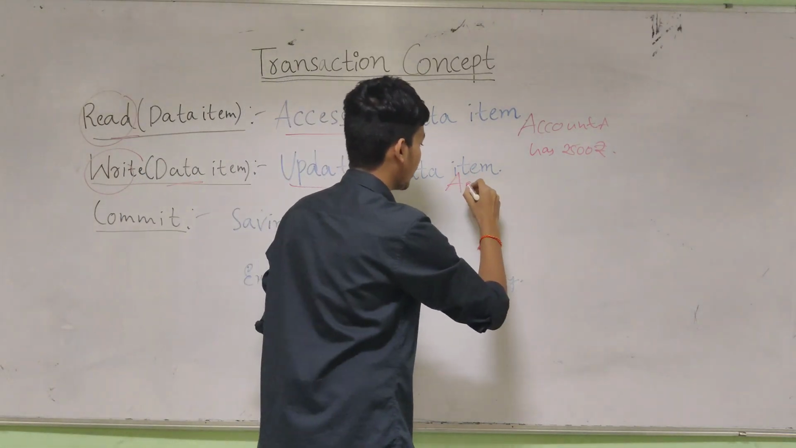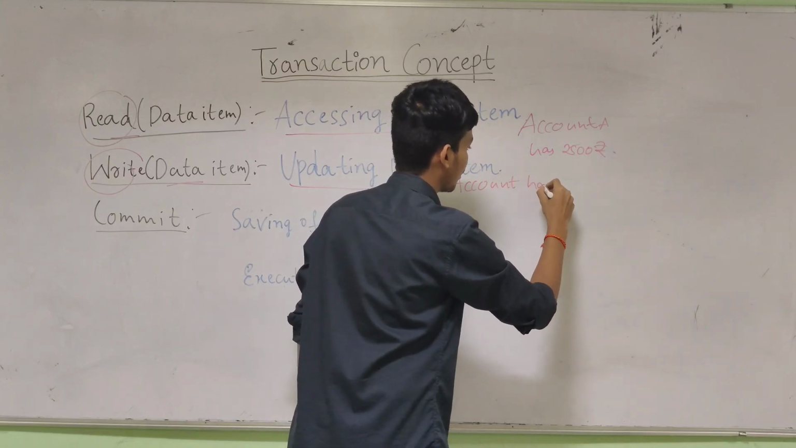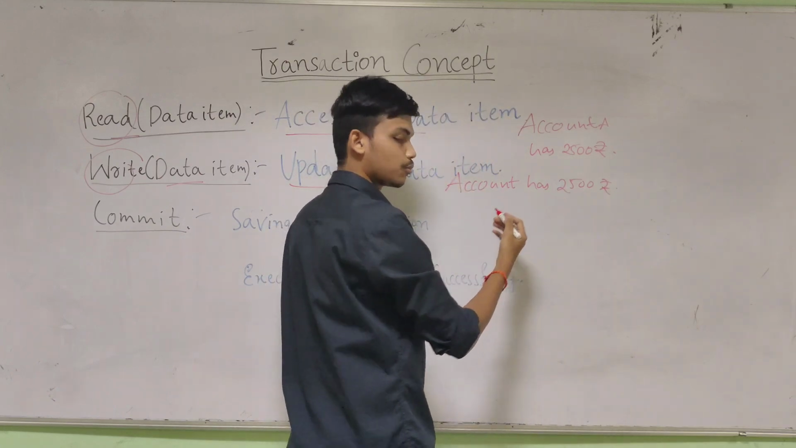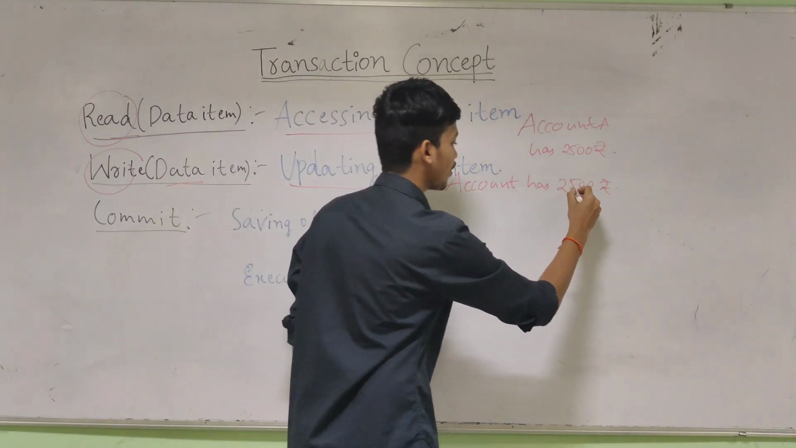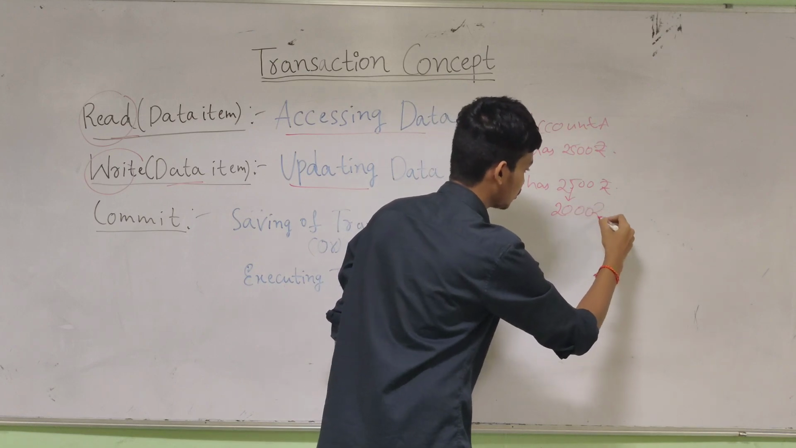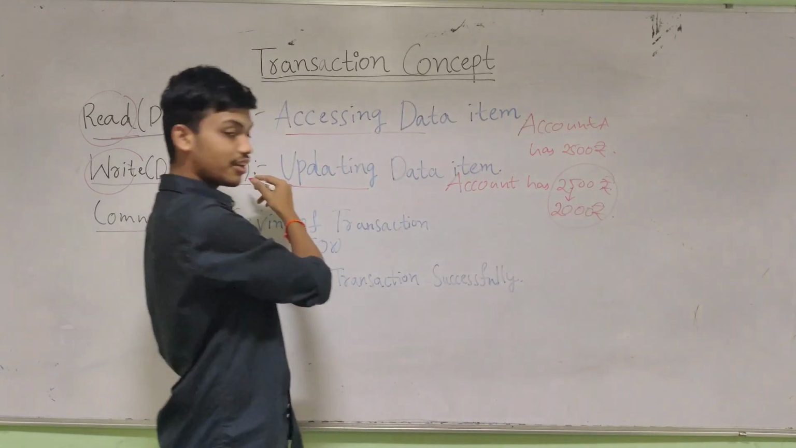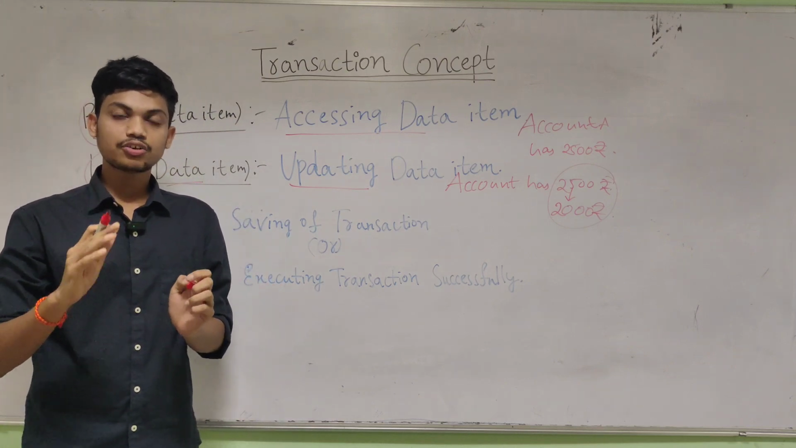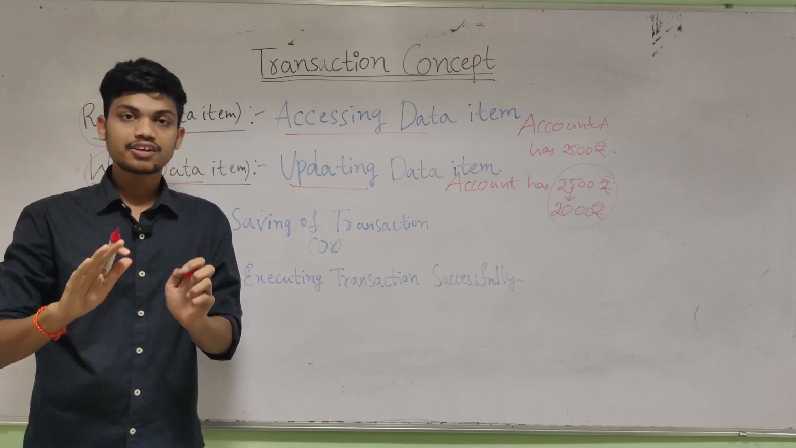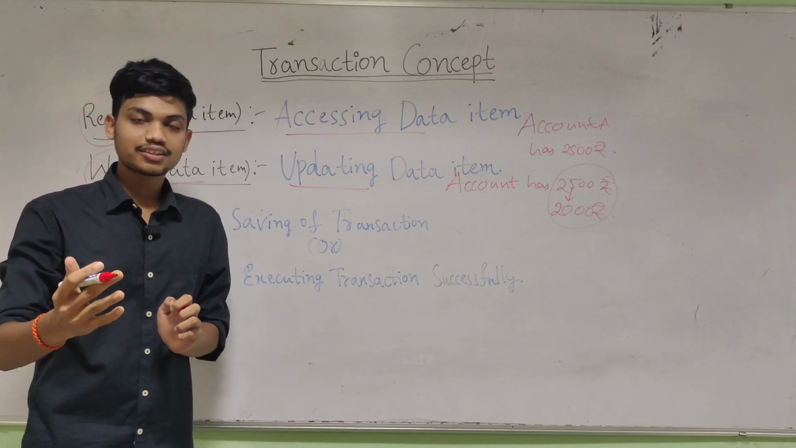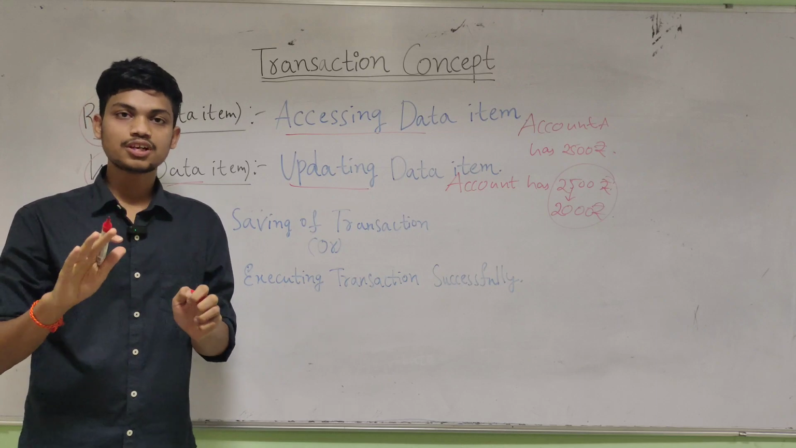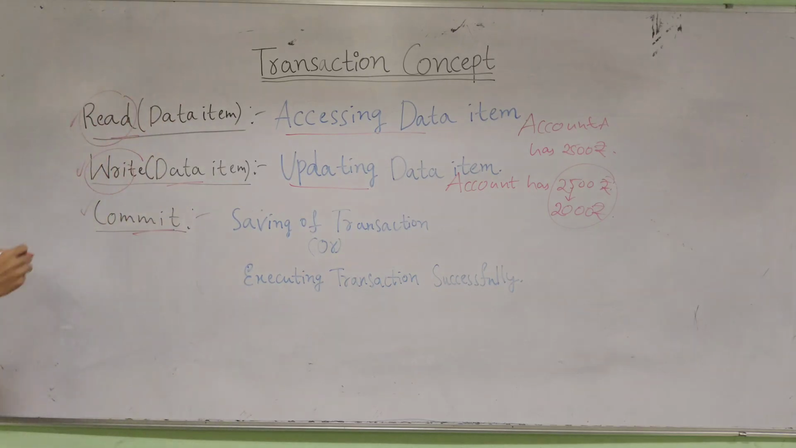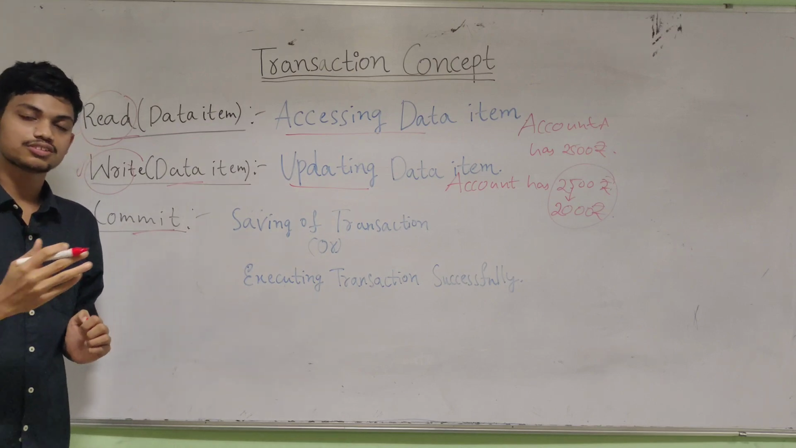For example, account A has 2500 rupees. He deducted 500 rupees for his own needs, so this value becomes 2000. This is the updating of the value. This is write. Now commit means the changes that you have made in the database are saved in the database. Which means if any other transaction happens, those values cannot be changed. That is called committing of the database. Now note it down. These are very important and we use them in our next examples also.